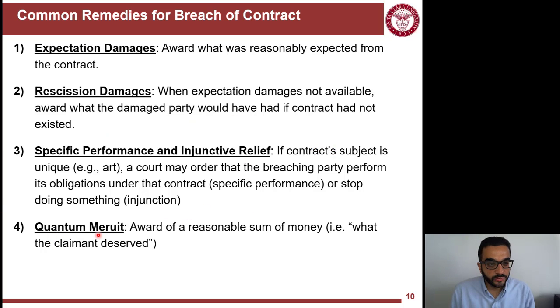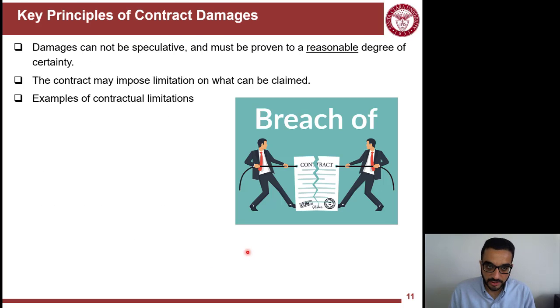And then quantum meruit is the award of a reasonable sum of money. So regardless of what case of damages you have, like lost profit or damage because the contract didn't happen, you get awarded what you deserve to. So it has some judgment from the judge handling the case.